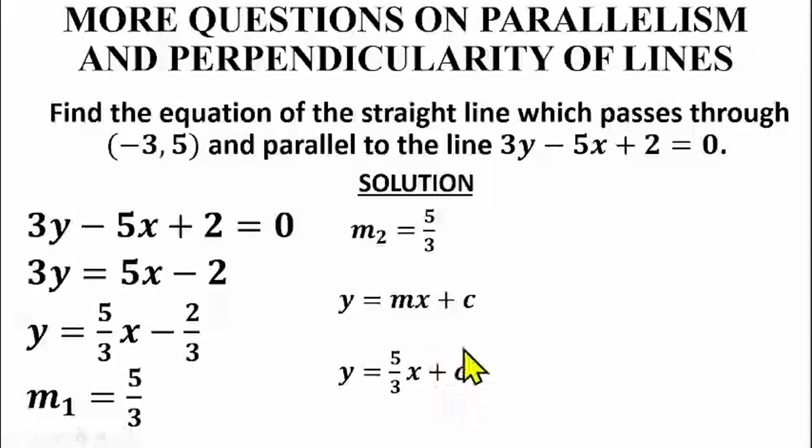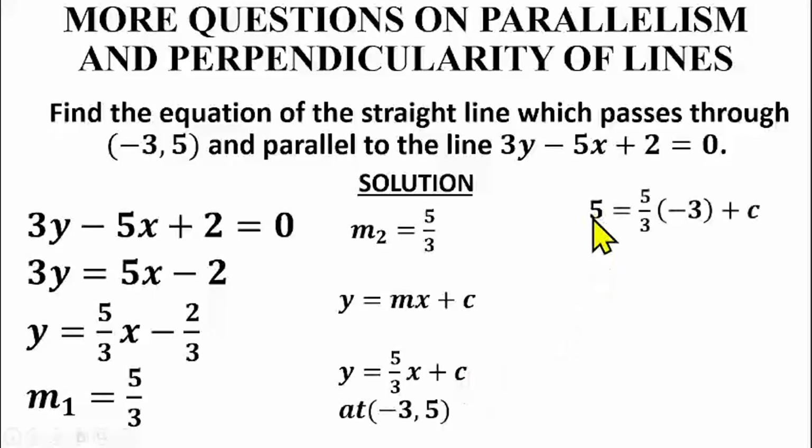The only thing that we need to find next is the y-intercept, which is c, and that we can find using the coordinate of the point that the line passes through. So the line passes through (-3, 5). In that case, at (-3, 5), our x is -3 and our y is 5. So put that in this equation. You will have 5 equals 5 over 3 times -3, which is our x, plus c. The 3 will cancel the 3 here. You have 5 equals -5 plus c. Collecting like terms, c will be equal to 5 plus 5. That will give us 10. So that means the y-intercept here will be 10.